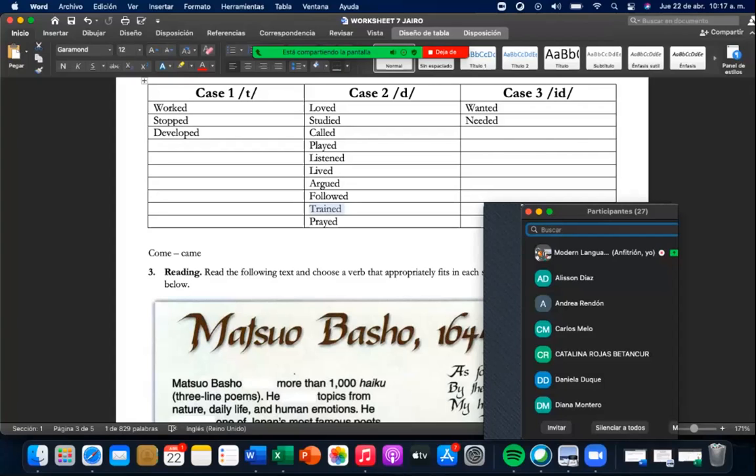Diana, let's move to case number 3. And the verb you're going to help me with is this one, which in present is need. How do you say it in the past? Needed. Very good, Diana. Perfect. That was very, very good. Okay. So needed, case number 3, because the last sound is d. So the past is it. Needed. Very good, Diana.